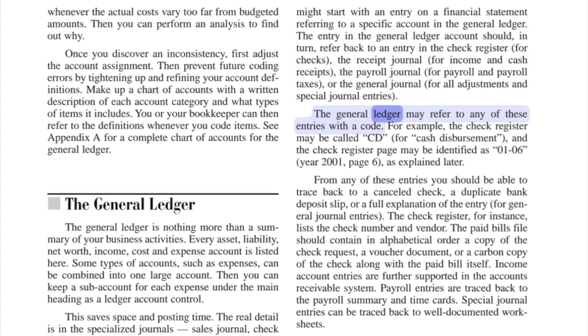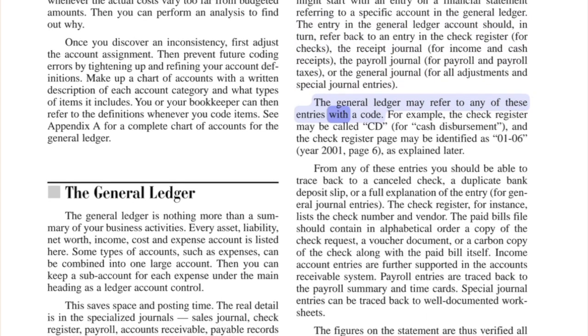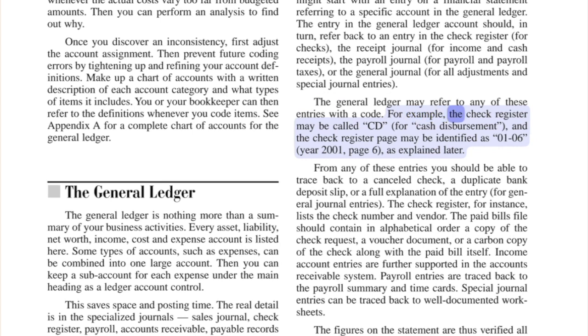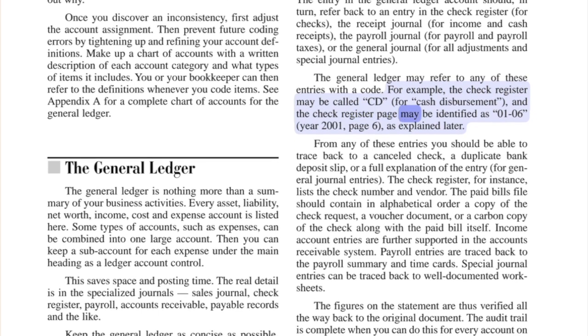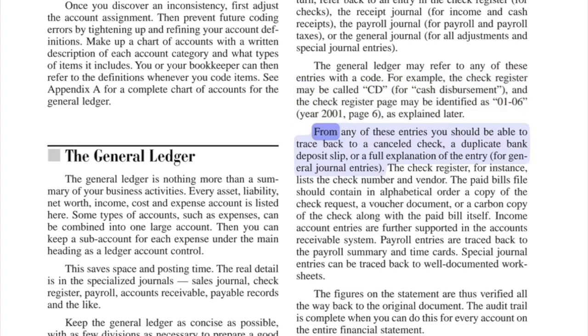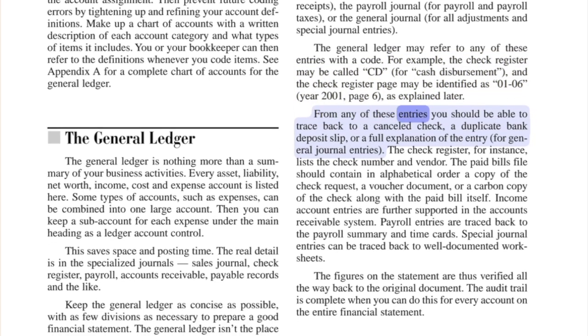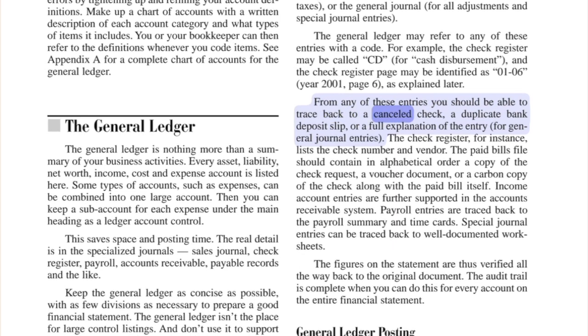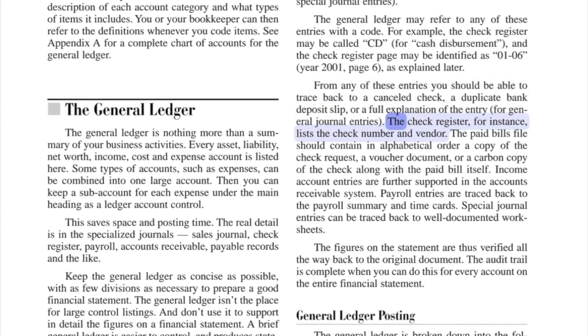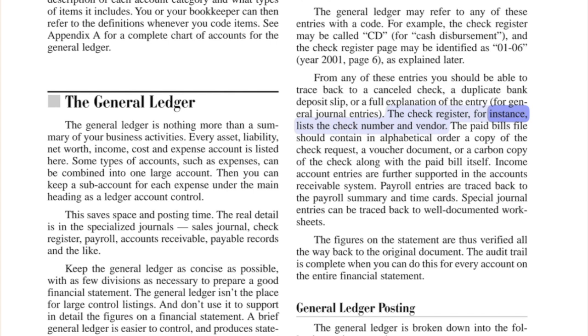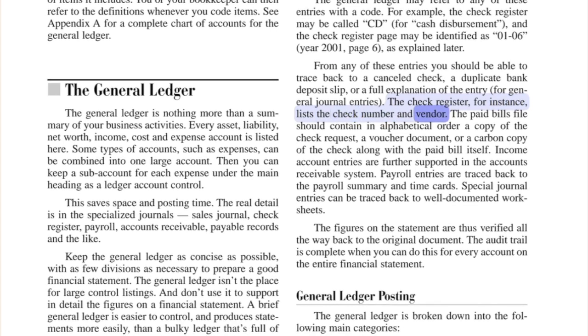The general ledger may refer to any of these entries with a code. For example, the check register may be called CD, and the check register page may be identified as 01 to 06, as explained later. From any of these entries, you should be able to trace back to a canceled check, a duplicate bank deposit slip, or a full explanation of the entry. The check register, for instance, lists the check number and vendor.